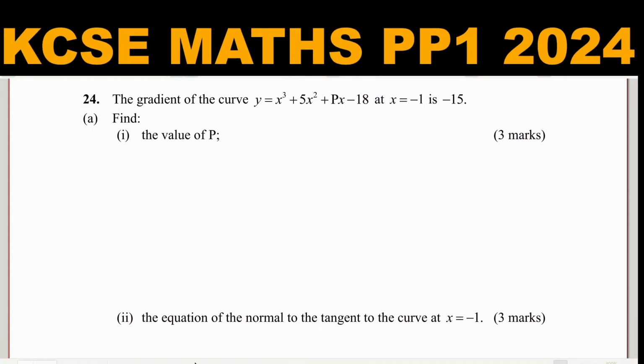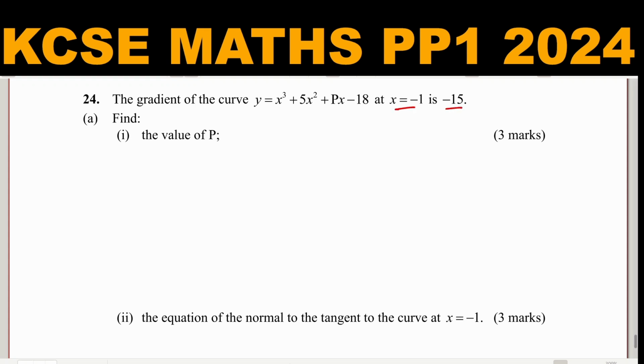The gradient of the curve y equals x cubed plus 5x squared plus px minus 18 at x equals -1 is -15. Part A, find the value of p. So you're given the gradient of this curve at this point, at x equals -1, is -15.